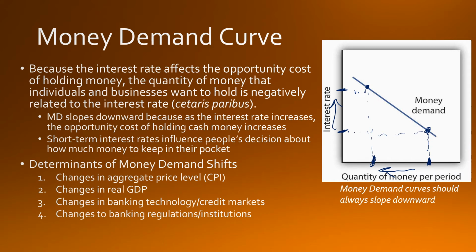Now, there are four main determinants when we're talking about money demand. In other words, four things that could shift this money demand curve around. Okay, the first thing is a change in the aggregate price level, or the CPI. The second one is a change in real GDP, or how much stuff we're producing, right? The last two are changes in banking technology or credit markets, or changes in banking regulations and banking institutions. So the last two have to do with banks. So let's go through each one of these and try to understand how they could cause our money demand curve to shift.